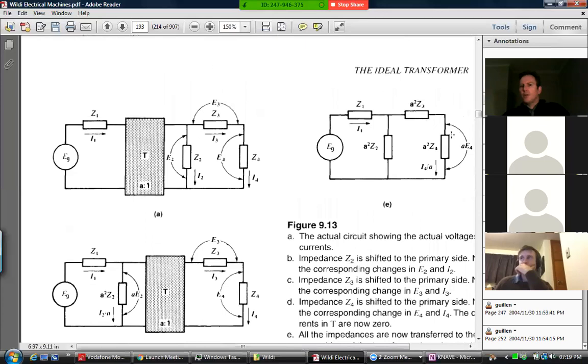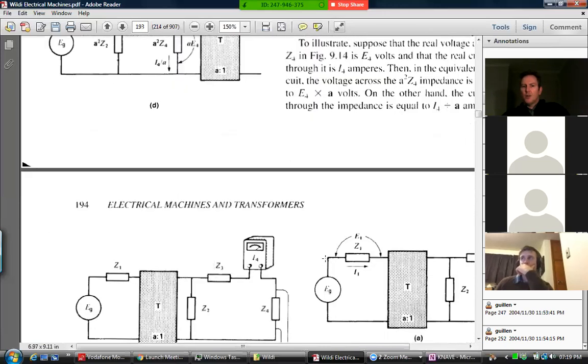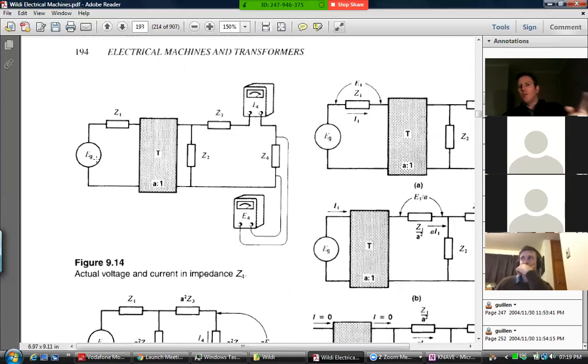Where you see a voltage across a device on the equivalent circuit, that's equal to A times the voltage on the real circuit. If you see a current through here, that's equal to that current divided by the turns ratio A. Okay, so you can also take things on the primary side and move them to the secondary side. That's less common, but you must just do the reverse of what you were doing.